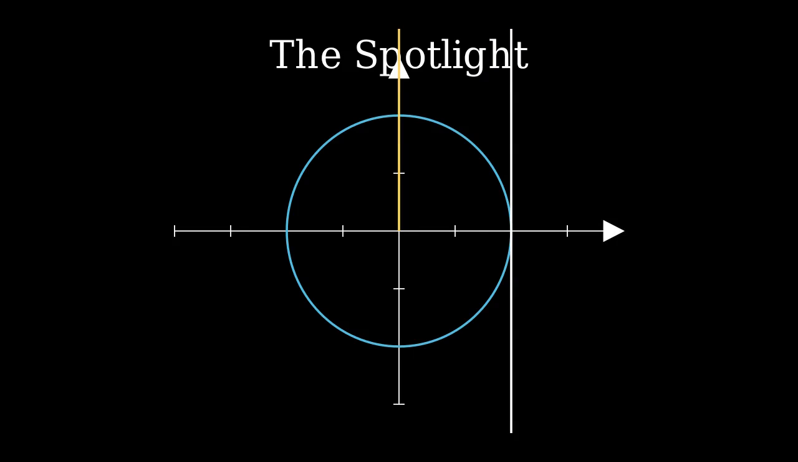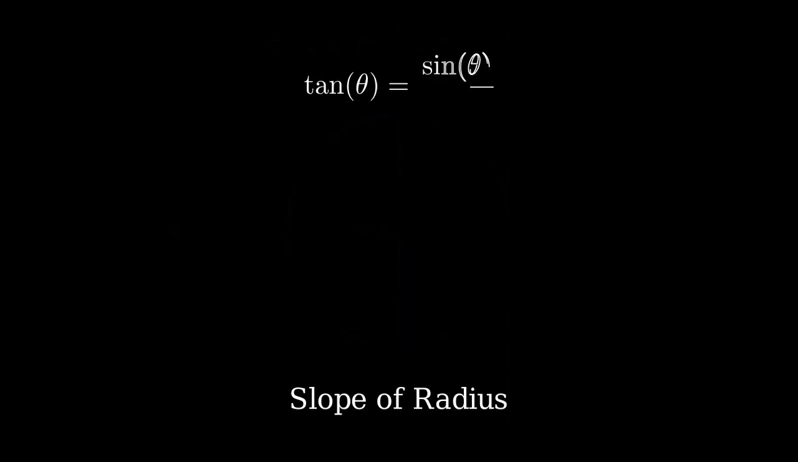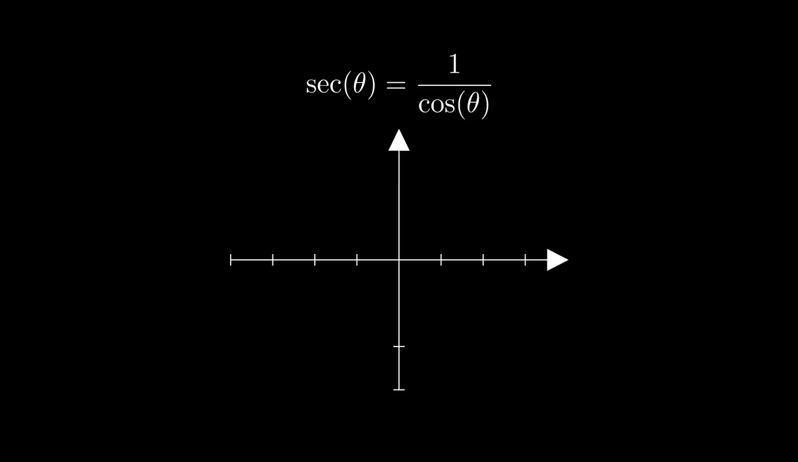As the angle grows, the intersection point on the wall moves rapidly upward. When the ray becomes vertical, it never hits the wall, showing why the function is undefined at 90 degrees. Mathematically, the tangent is the ratio of sine to cosine, representing the slope of the radius as it rotates.